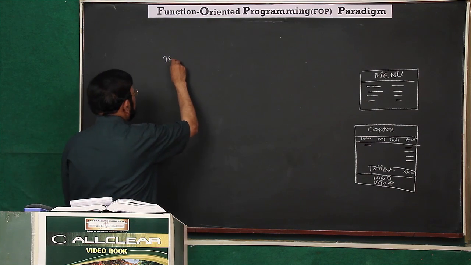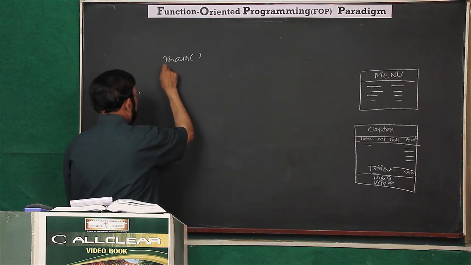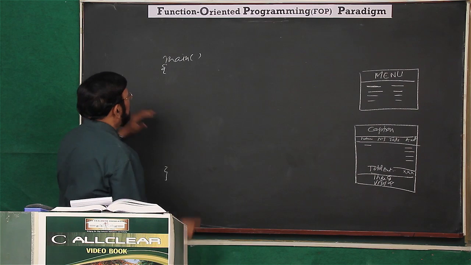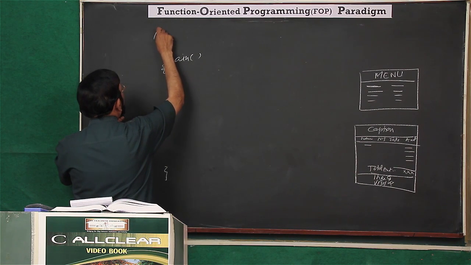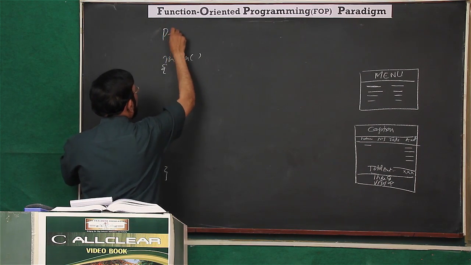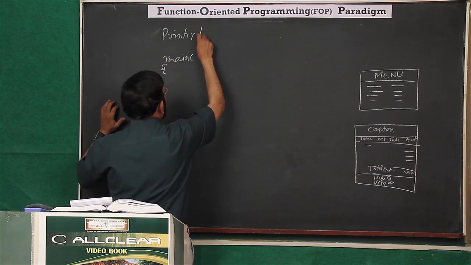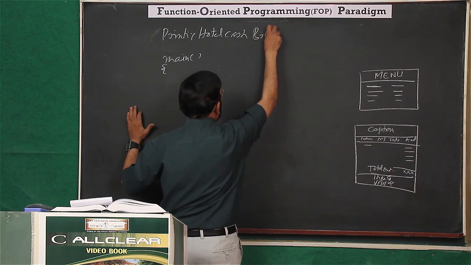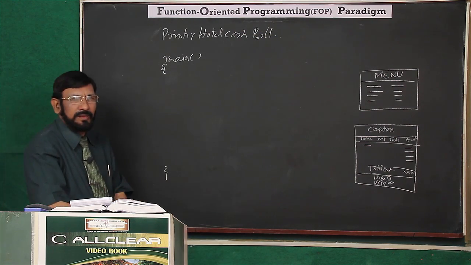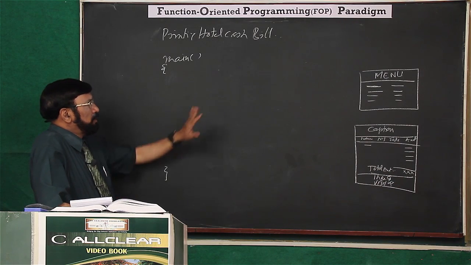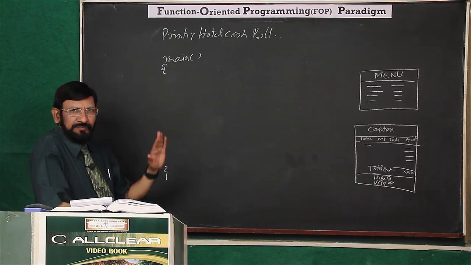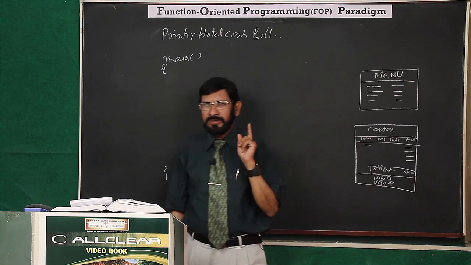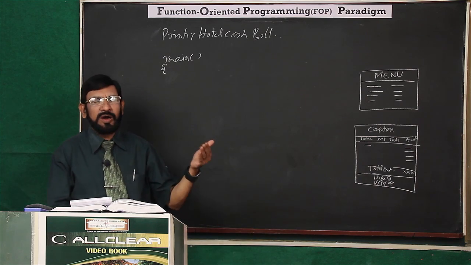Now, this is the main. Already I told you, this is the workshop, the office of the main. Here, what task have we given? The task is printing a hotel cash bill. This is the task we have entrusted to the main. So, main has to call different specialists. First, it has to analyze this, and for performing each subtask, it has to call a specialist.